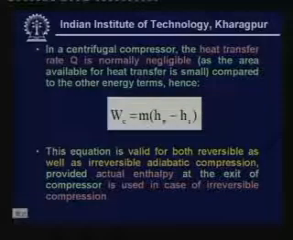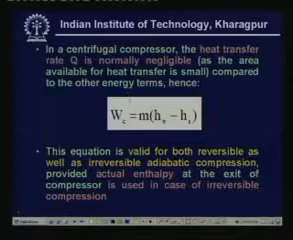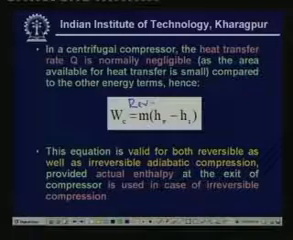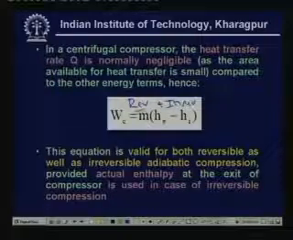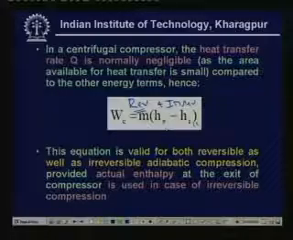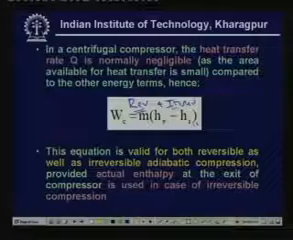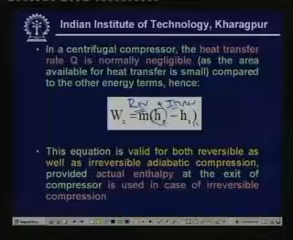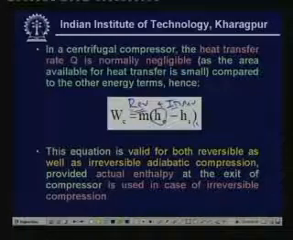This equation is valid for both reversible as well as irreversible adiabatic compression, provided the actual enthalpy at the exit of the compressor is used in case of irreversible compression. If you are using reversible, then this will be the isentropic enthalpy and isentropic enthalpy rise. If it is irreversible, then you have to use the actual enthalpy at the exit of the compressor. That is the difference.